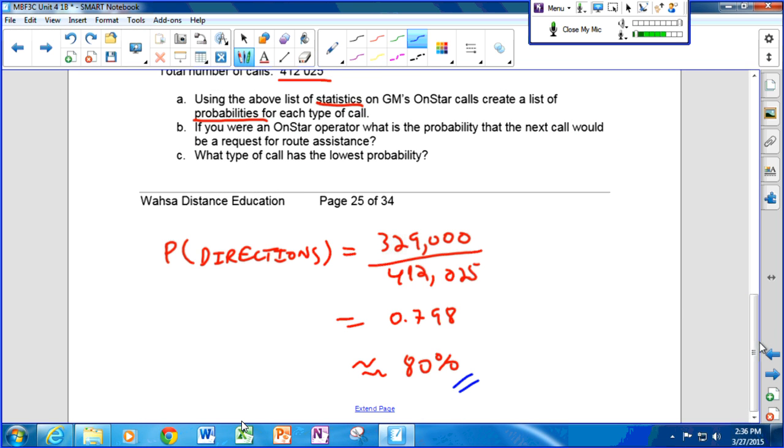And companies actually use this sort of data. They will figure out the types of calls they get. If you're a little older, like I am, you may remember there was a time when every single ad on TV talked about a 1-800 number.